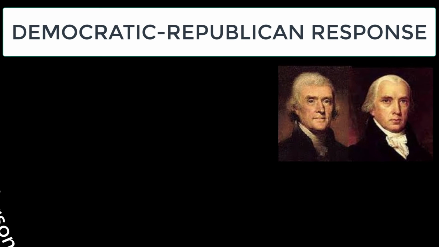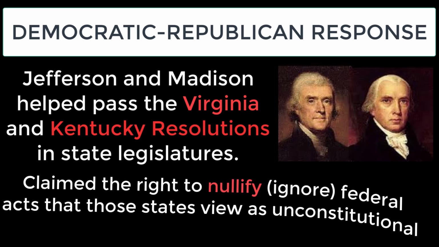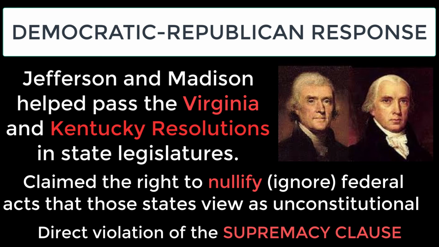The Democratic Republicans did not take this lying down. In fact, Jefferson and Madison helped pass the Virginia and Kentucky resolutions in state legislatures. These resolutions said that states could claim the right to nullify or ignore federal acts that those states view as unconstitutional. The problem is that this is in direct violation of the Constitution's Supremacy Clause.